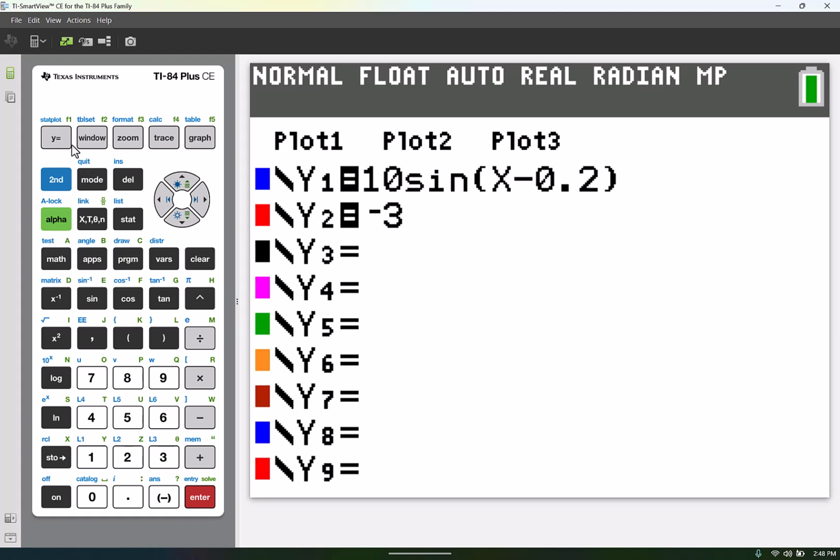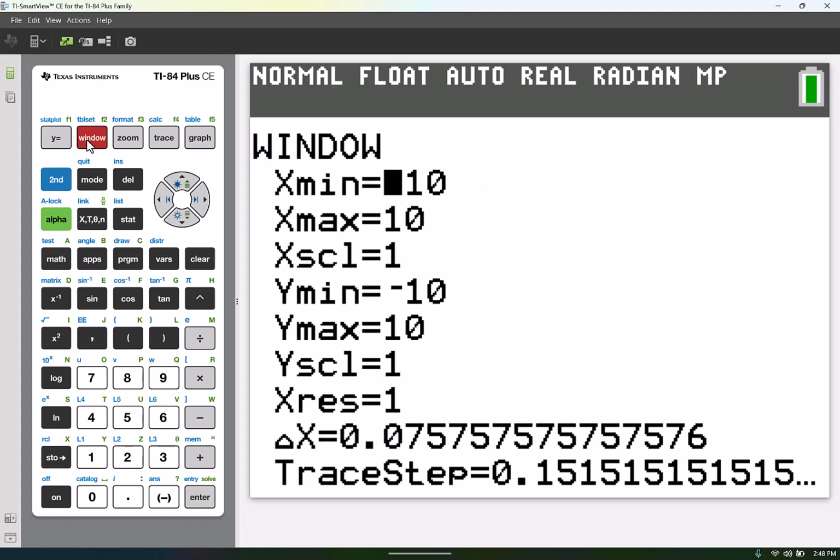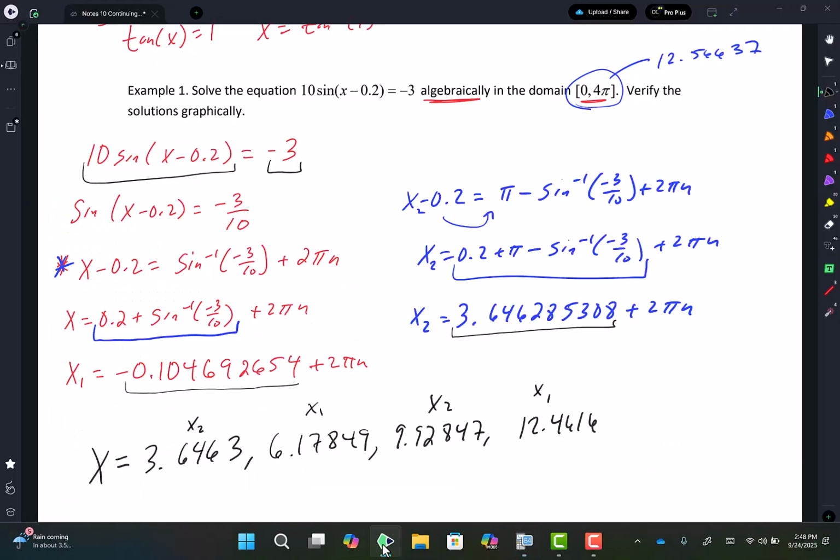I got your reviews. You guys want me to slow down when it comes to the calculator usage. I'm going to slow down. Okay, ready? Push the window button. So, x min, x max. Well, I'm going to get that from here.